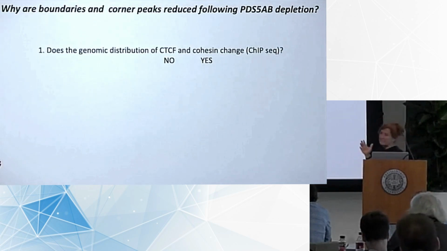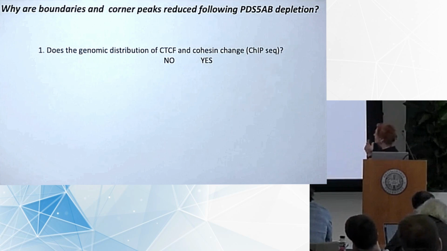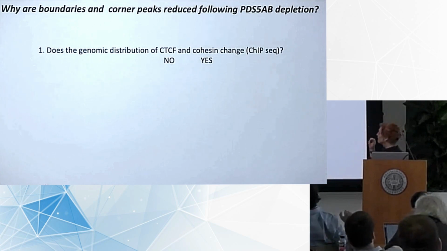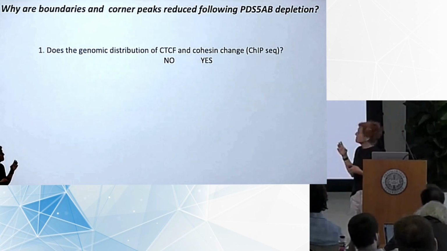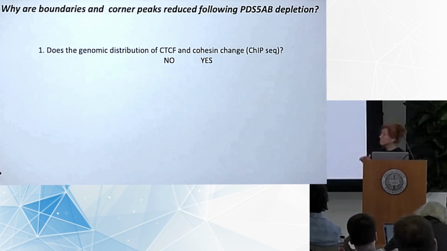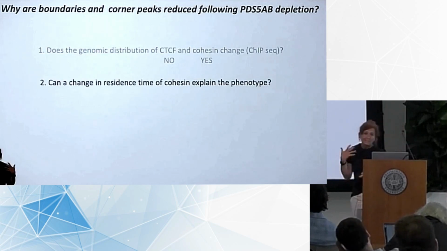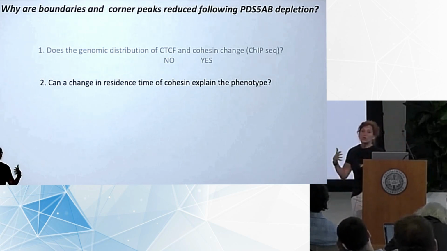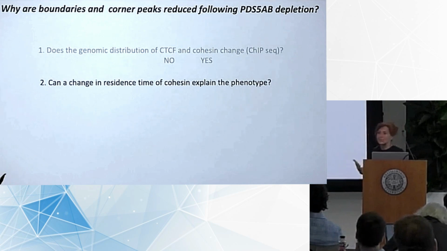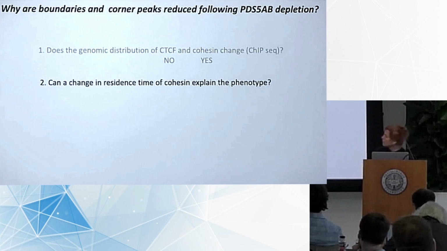So the CTCF levels do not change upon PDS5AB depletion, but cohesin does. From this we can conclude that there must be something about cohesin property that is enabling cohesin to step over these CTCF sites. And first we ask, is this the residence time? Could it be that upon PDS5AB depletion, cohesin gets stabilized so much that it can cross CTCF?